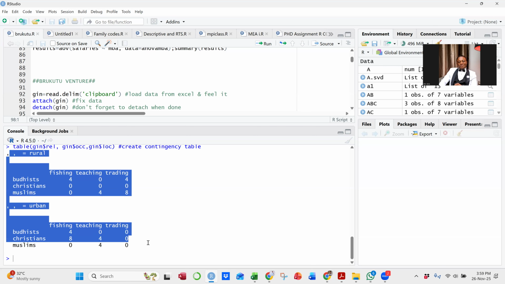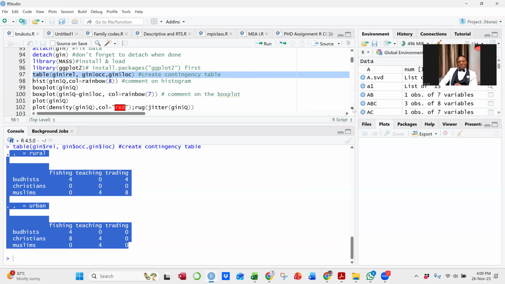So you can see that in my contingency table here, you have the entire table of Buddhists. You can actually detect how many Buddhists are fishers, how many Buddhists are teachers, how many Muslims are traders, and all of that in the rural area. And you can also tell those that are in the urban area. So please run that code and then let me know if you have been able to run it. Okay. That is a cross tabulation table.